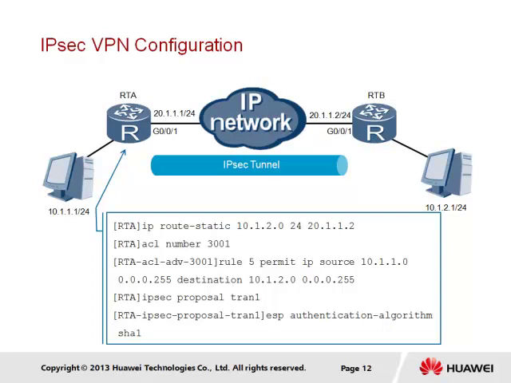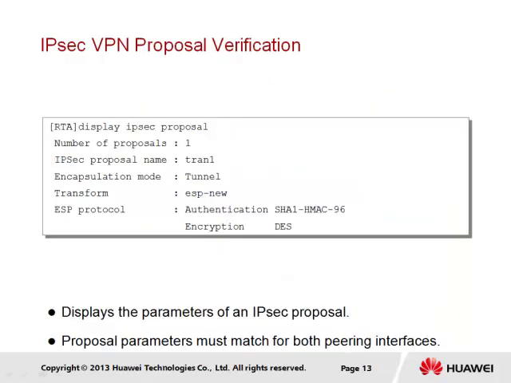We specify here that we wish to use the encapsulating security payload protocol, and that this protocol should use authentication algorithm SHA-1, while the default algorithm is MD5. For the encryption algorithm, however, the default is maintained. Through the display IPsec proposal command, we are able to view the results of the configured proposal and validate the parameters that have been configured.